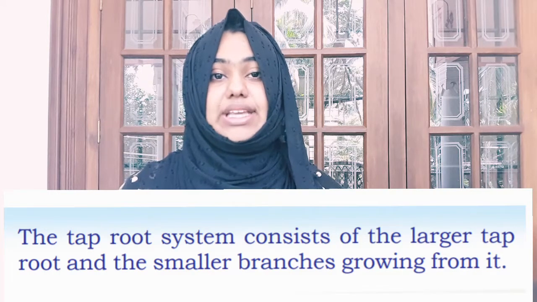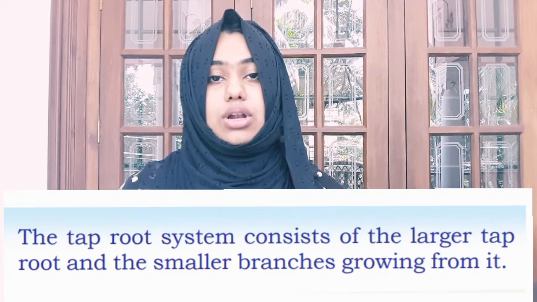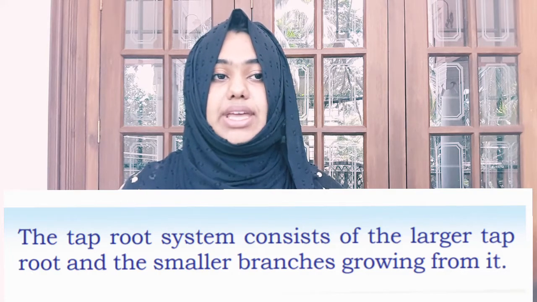So you all saw this is a taproot. So the definition goes, the taproot system consists of a larger taproot and the smaller branches growing from it. That is, the taproot system contains one larger taproot, a big thick root, and from that smaller branches will be growing. Clear? Easy, right?